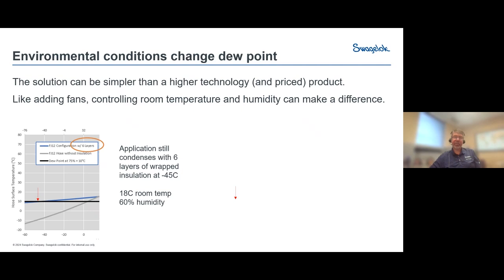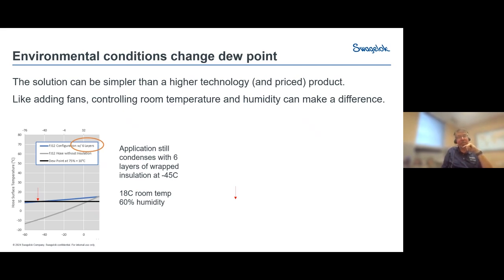The last consideration here is just the environmental conditions. Of course, like I mentioned, room temperature and humidity drive our dew point line. So in this particular example, I'm showing an example where the point of use temperature is desired to be negative 45 degrees. This hose that we're showing in our calculator has 6 layers of insulation wrapped around it, which is a lot. It's going to be a very costly hose. And it's crossing the dew point line. So this hose will likely condense, especially at any bends.